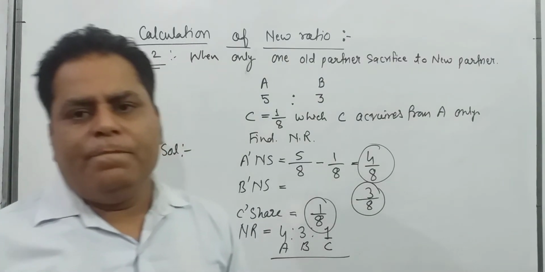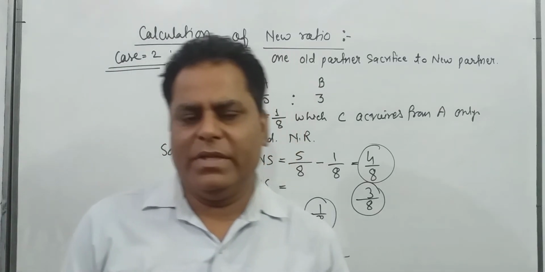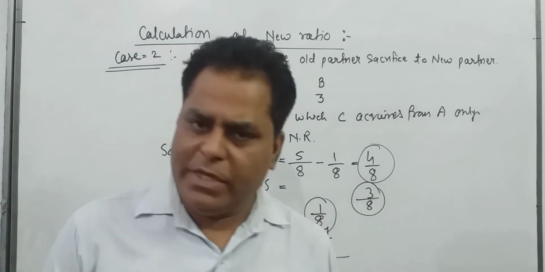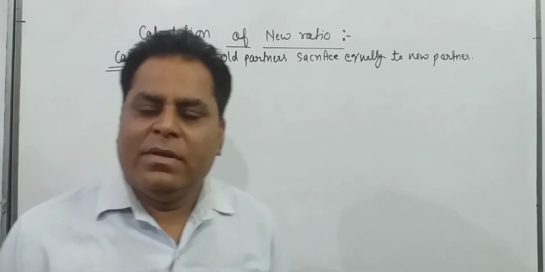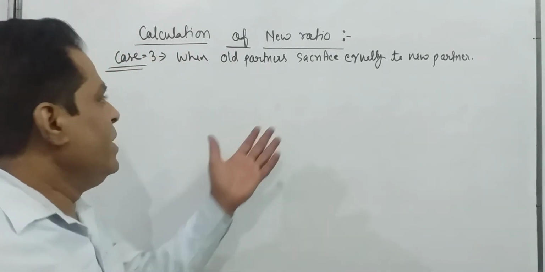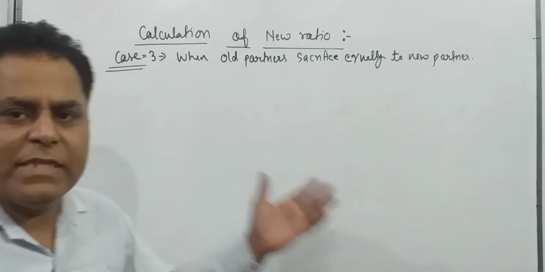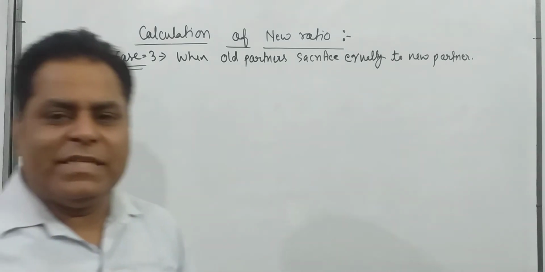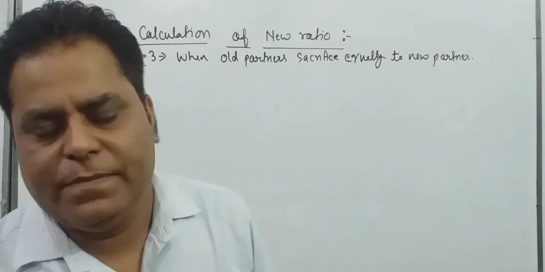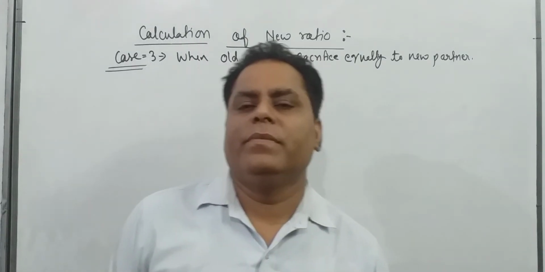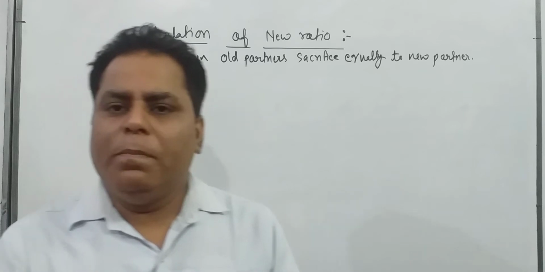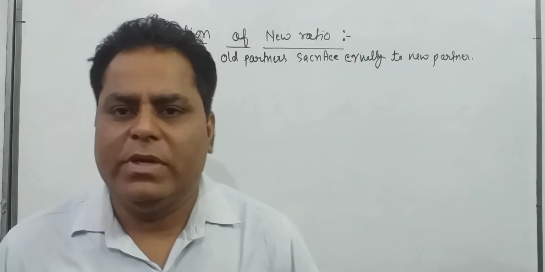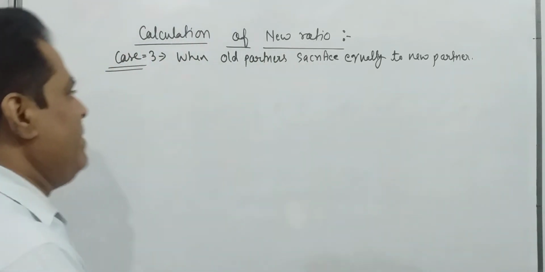Okay, now this is case 2. After that I will give you one example of case 3. See carefully. Now I am going to explain you case number 3. In this case, old partners are sacrificing to new partner equally. It means that a new partner gains from old partners equally. Now see the example, see the case.